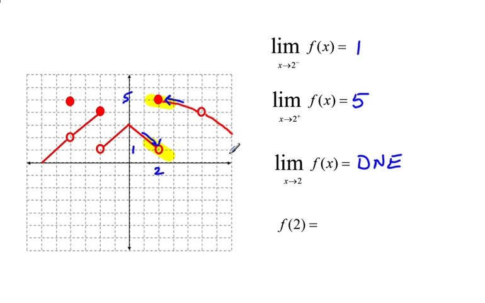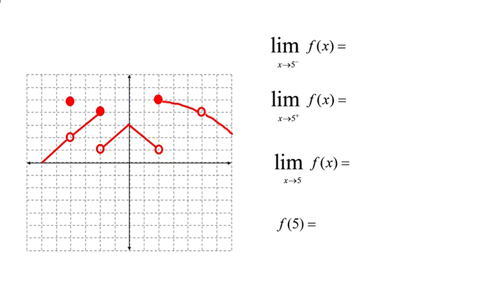But for f of 2, I look to see if I have a closed circle. Well, this is an open circle, so that's not my answer, but I jump up here, and oh yeah, if I plug in 2, my answer is 5. Now, if you think you've got the hang of this, I would encourage you to pause here and try this one out before I go over it.